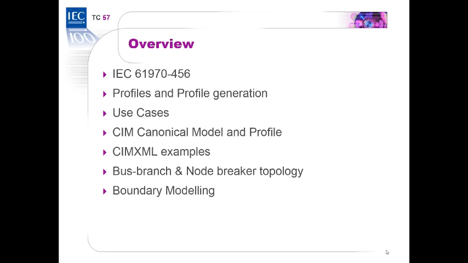I will also make a little bit of a detour, talk about profiles and profile generation, because that has been and is a big topic, and it could be interesting how that works. I will talk about some use cases behind this 456 specification, the power flow inputs and outputs. I will talk about the canonical models and how the profiles look like when they are derived from the canonical models. A few CIMXML examples, and then I will talk about bus branch node breaker modeling. That's quite a big topic as well, and the boundary modeling.